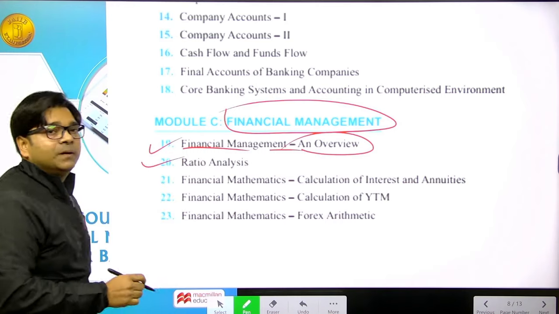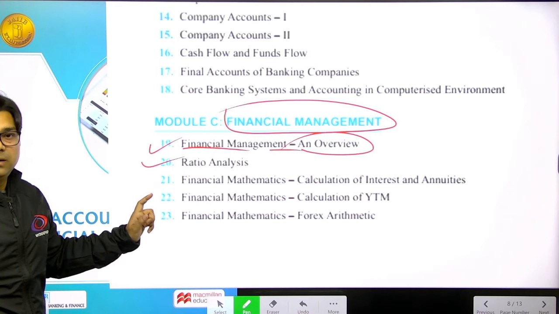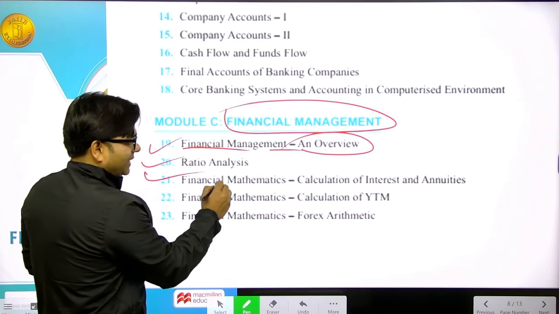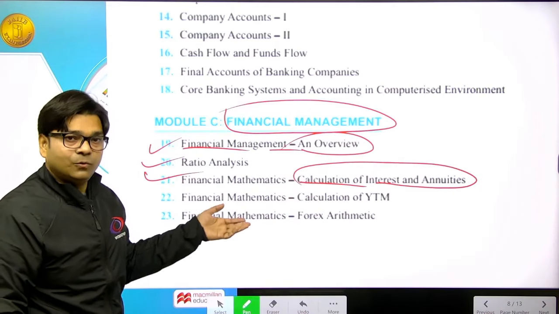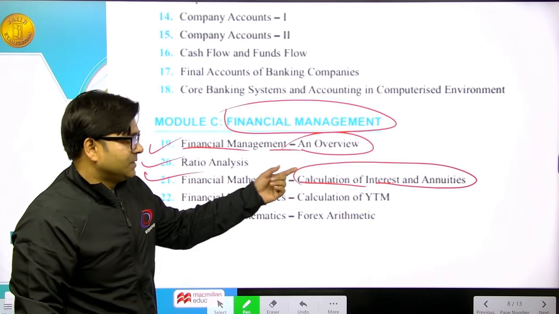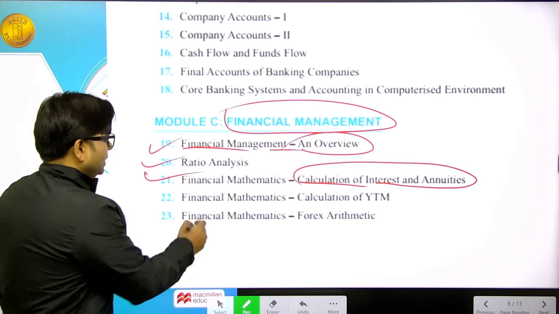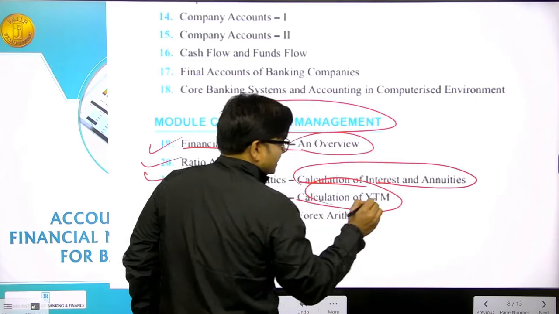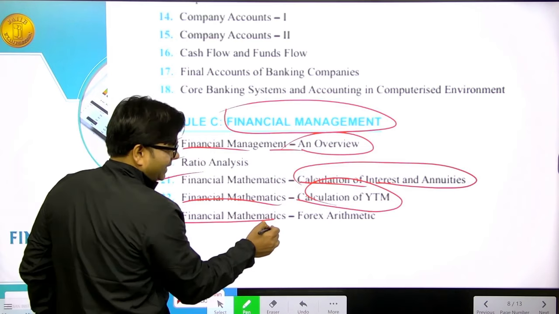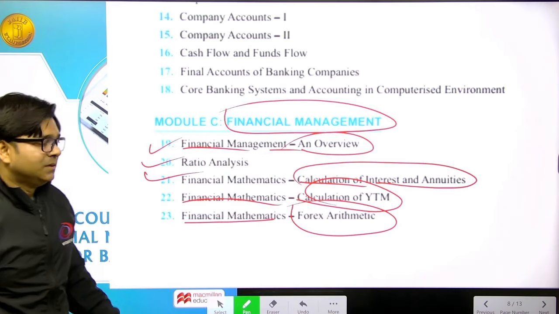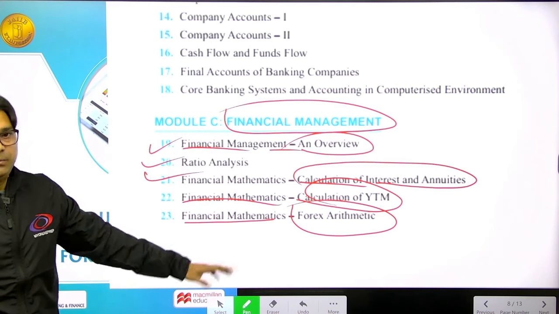Ratio analysis, if you remember, in old book ratio analysis was one of the topics from module C of AFB. Financial mathematics, that is calculation of interest and annuities, was one of the topics from module A of old book from accounting and finance for bankers. First chapter of accounting and finance for bankers, calculation of interest and annuities. Financial mathematics, calculation of YTM, second topic from old book. Financial mathematics, forex arithmetic was the same. Three main topics from module A of business mathematics are included in financial management.